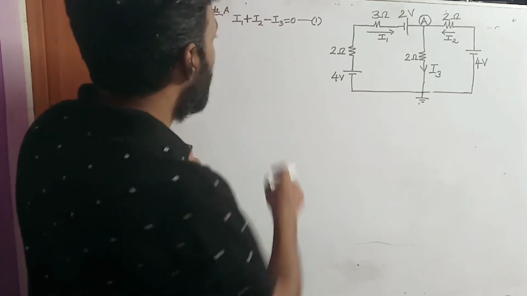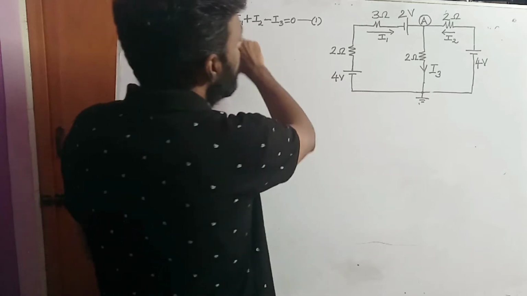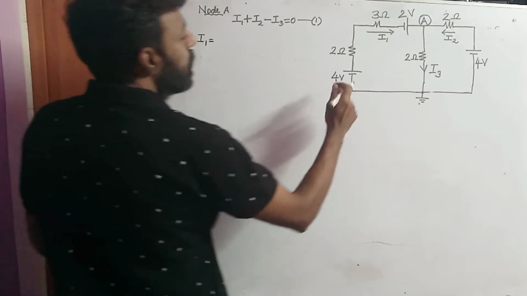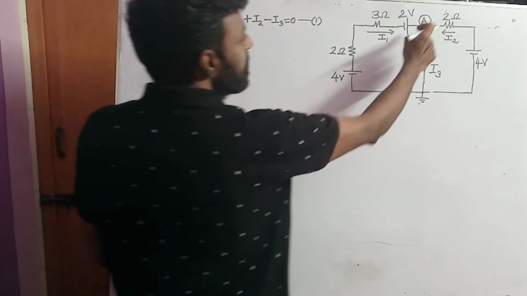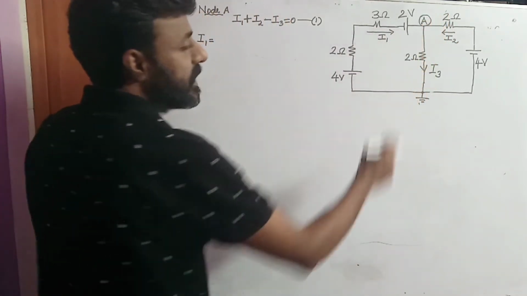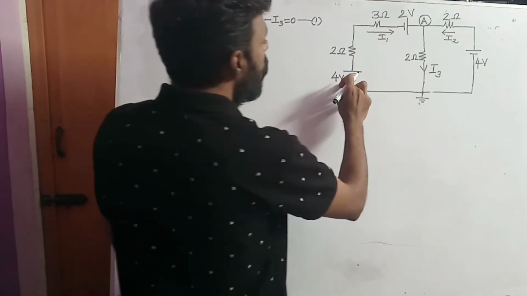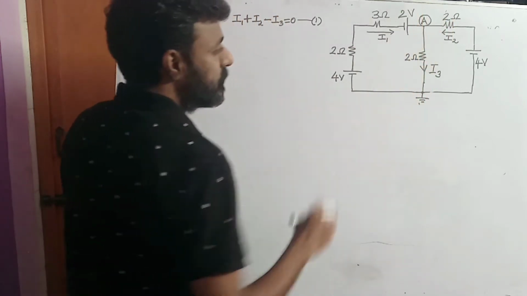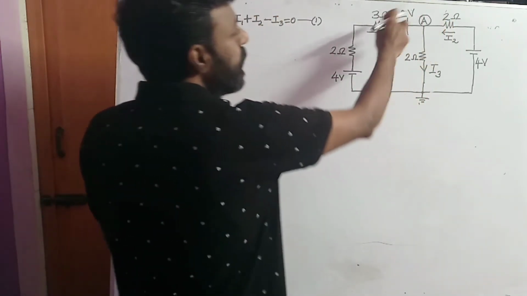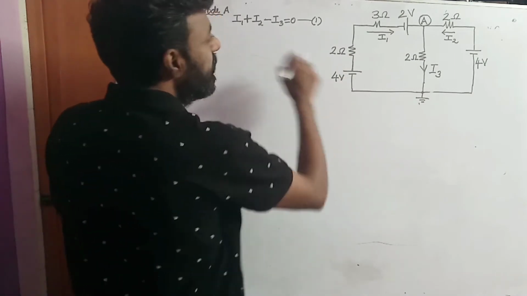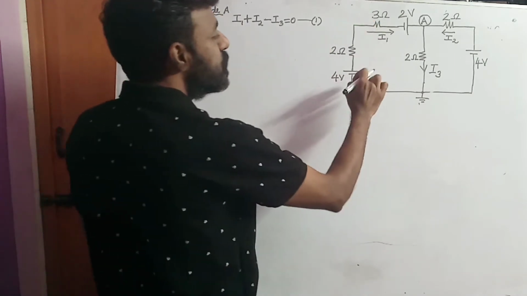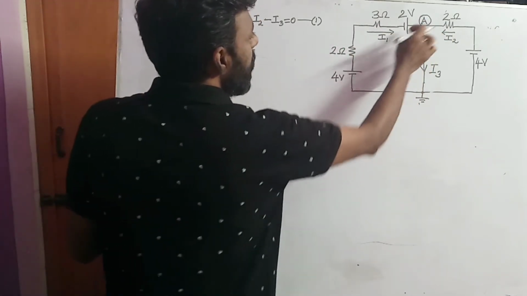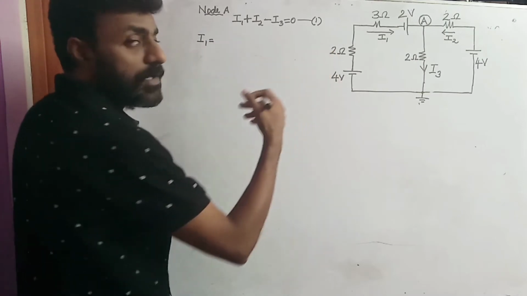Now I want to find the value of the individual currents. For finding the value of current I1, see, this is 4 ohms, this is 4 volts, and this is the voltage being developed at node A. So I have the 4 volt source, the voltage VA, as well as this 2-volt source. These are the voltages I need to take into consideration, because I'm going to find the value of I1. I1 is a current which flows from here to here.